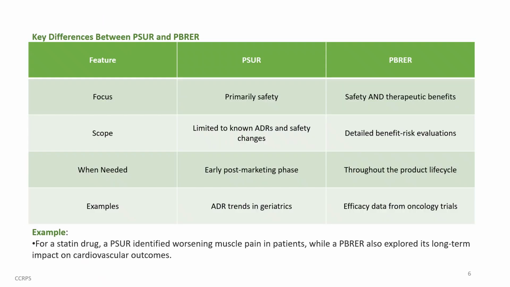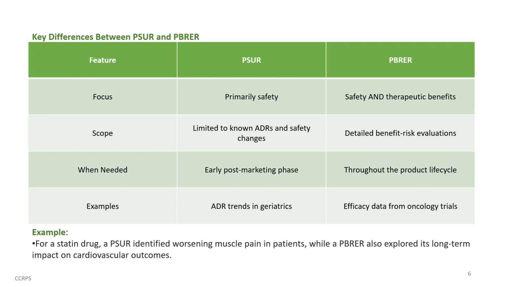Some key differences between PSURs and PBRERs. Focus: for PSUR it is primarily safety, whereas PBRER is safety and therapeutic benefits. Scope: with PSUR it is limited to known adverse drug reactions and safety changes, whereas the PBRER details benefit risk evaluations. A PSUR is needed during the early post-marketing phase. A PBRER is required throughout the product's life cycle. An example of PSUR is ADR trends in geriatrics. A PBRER is efficacy data from oncology trials.